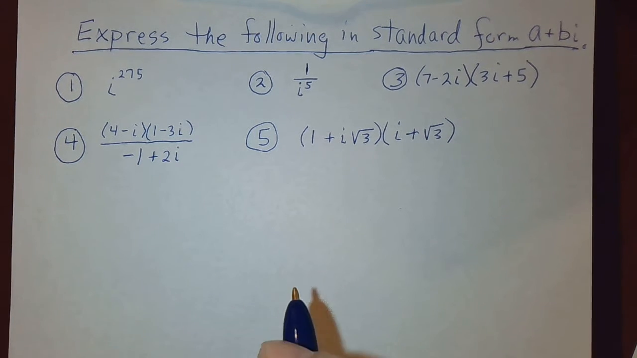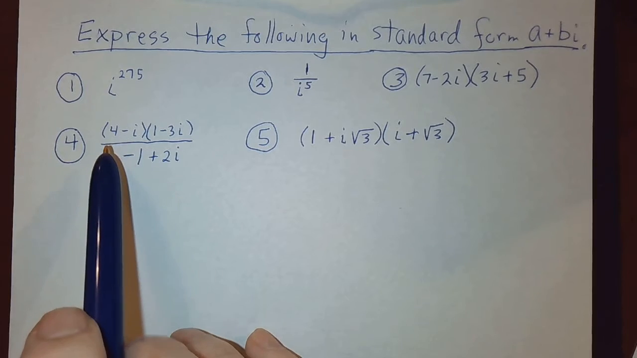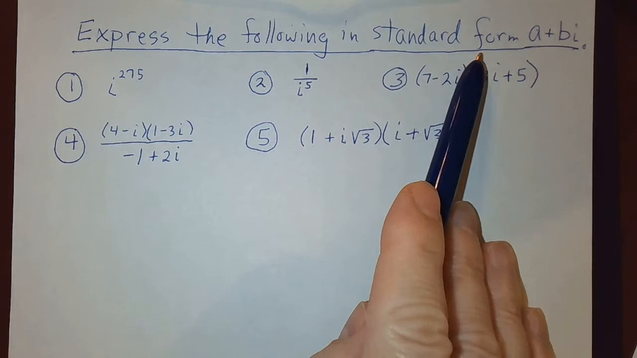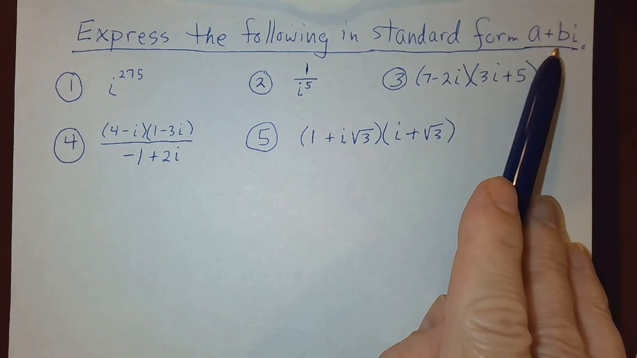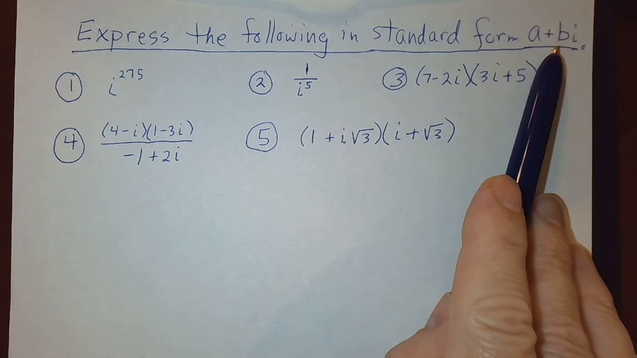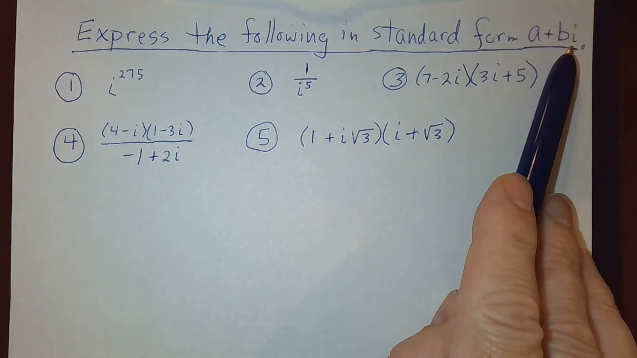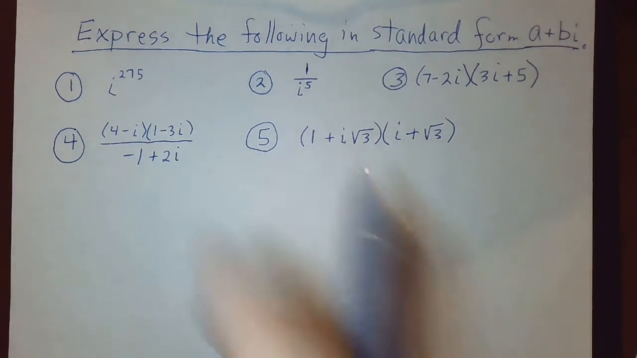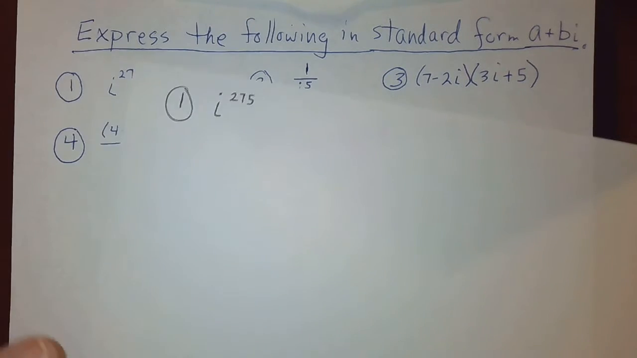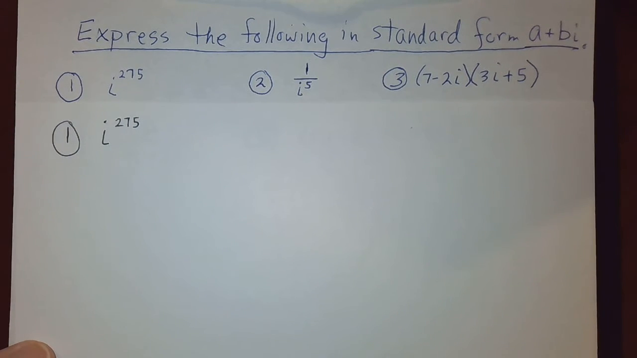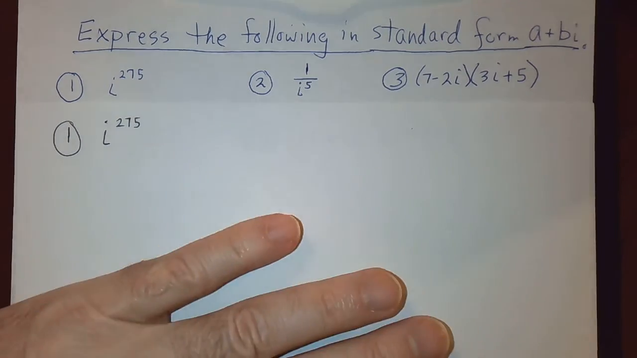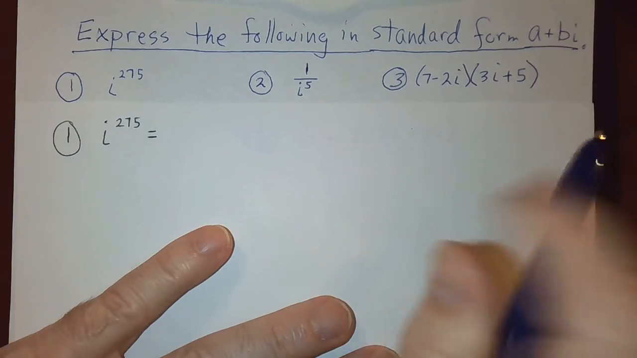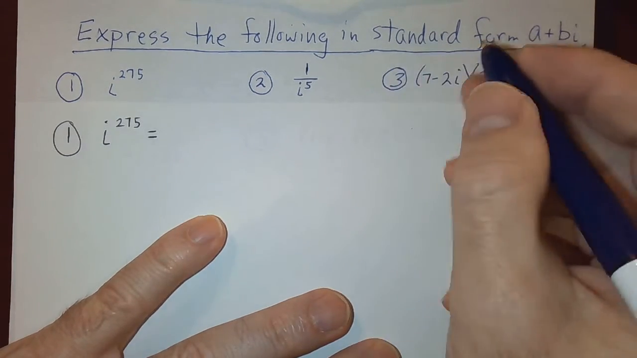In this video, we're going to look at some complex number expressions, 5 of them actually, and we're going to write them in the standard form, a plus bi, where a and b are both real numbers. So a real number plus a real number times i. Notice i doesn't have an exponent, or it has an implied 1 as an exponent. So clearly, number 1, i to the 275th power is not in standard form. To simplify this and put it into a plus bi form, we need to remember basically this.